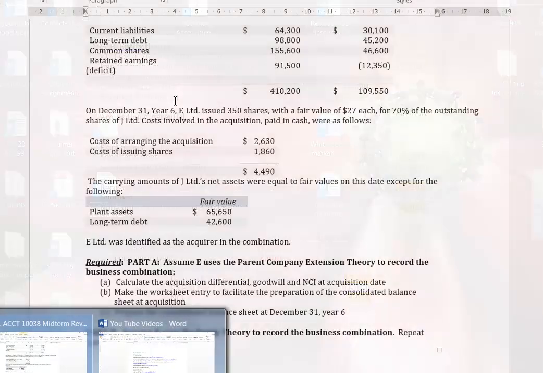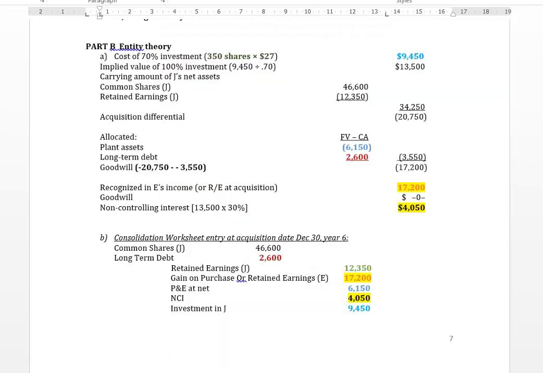So now, if we go to the solution, we're going to have a look at the calculation of the acquisition differential, goodwill, and NCI. Again, we paid $9,450, which is the value of the shares that we gave to the shareholders of J, times $27 a share. So $350 times 27 is $94.50. But under the entity theory, they believe that it's a linear relationship, right? They believe that we would have paid $13,500 to get 100% ownership interest. However, what did we get for that ownership interest that we have?